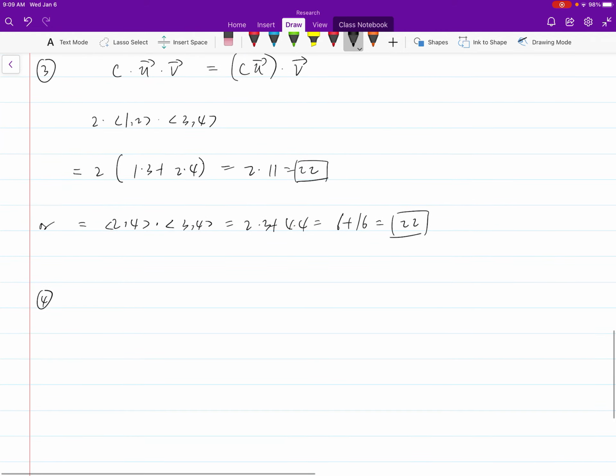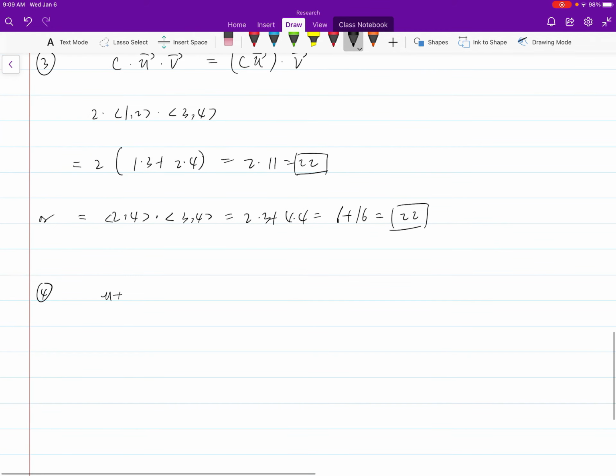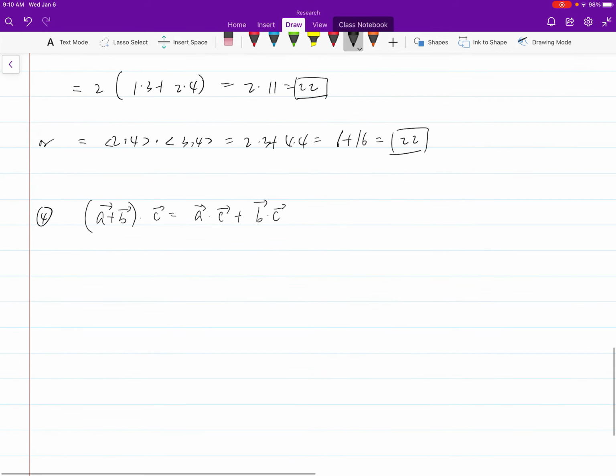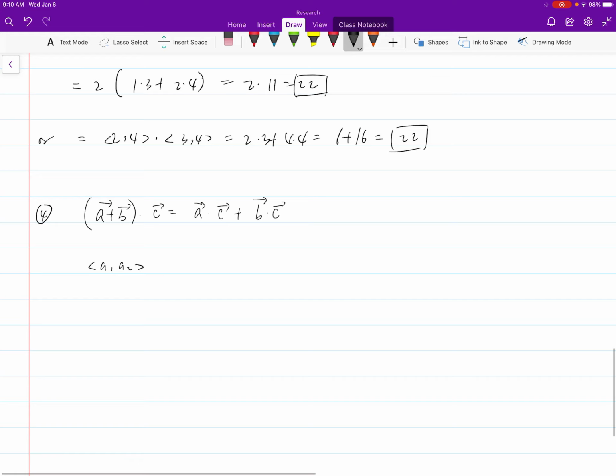Number 3, (a plus b) dot c equals a dot c plus b dot c. This is another nice property, which means you can distribute. Okay. Now you can prove this if you write down a equals this, b equals this, and c equals this. Okay. I will urge you to do this by yourself.